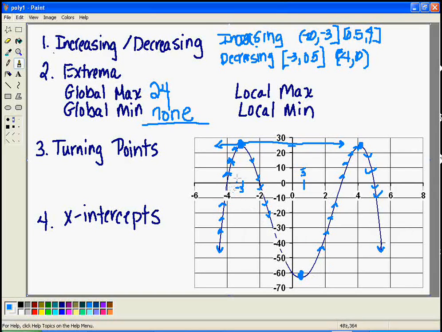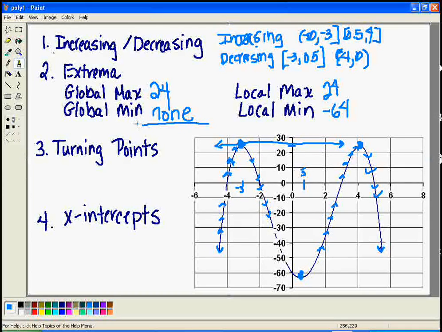So I see that I have a local max at 24. I have a local min at, we're going to call that -64. And then I see I have another local max at 24. It's the same as this one, so I notice in this case my global max and my local max are the same. That's perfectly okay. And notice that I have a local min at -64 while I have a global min.